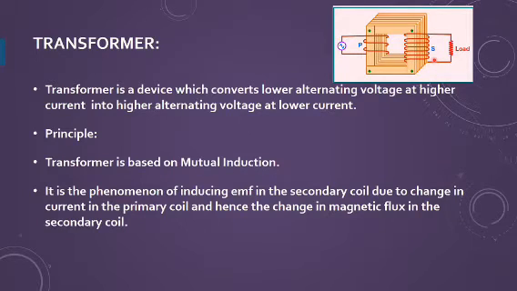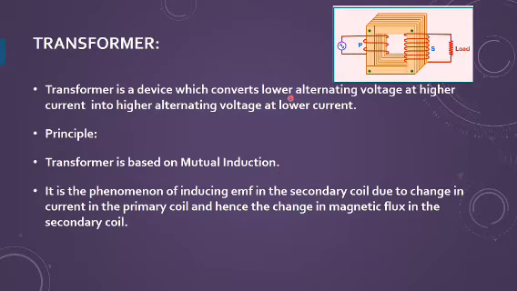For converting it further into DC, we have to use the rectifier circuit, as I explained to you in the experiments when we were using the battery eliminator. So we have to go into the transformer in detail first, which is simply used to step up or step down the alternating voltage. You can say that a transformer is a device which converts lower alternating voltage at higher current into higher alternating voltage at lower current.